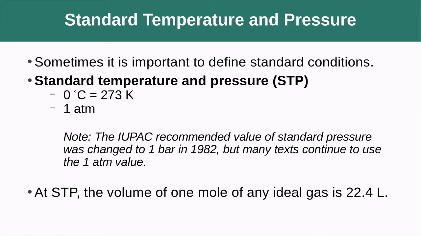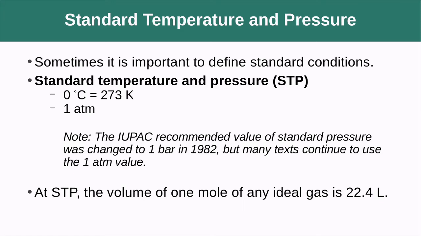Sometimes it's important to define standard conditions. So standard temperature and pressure is something you'll see a lot, STP. And this is defined as 0 degrees Celsius and 1 atmosphere. You should note that the IUPAC recommended value of standard pressure was changed to 1 bar in 1982, but many texts continue to use the 1 atmosphere value.